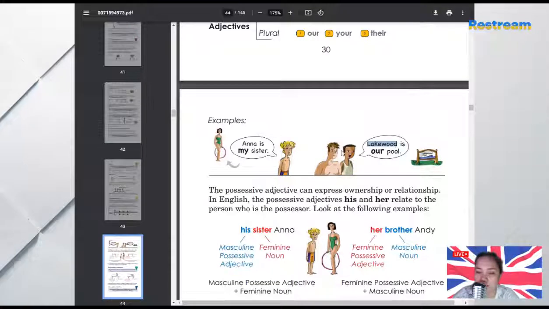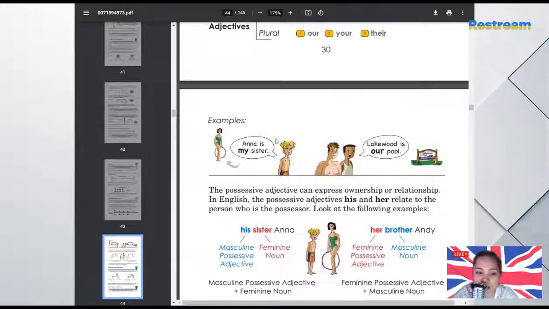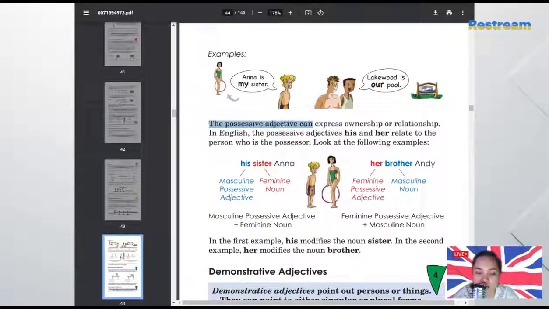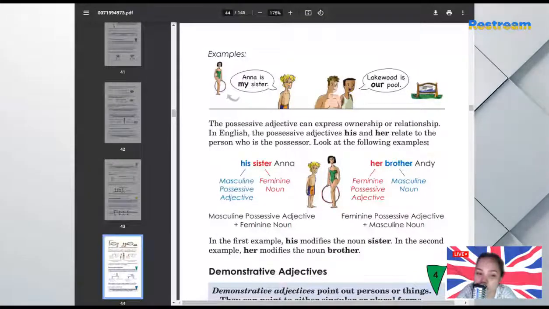Okay, we are already on the fourth page, so it means we're almost done for today. The possessive adjective can express ownership or relationship. In English, the possessive adjectives his and her relate to the person who is the possessor. Look at the following examples. Remember that the possessive adjective expresses a relationship, connection, or ownership.